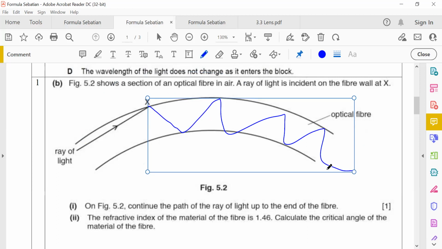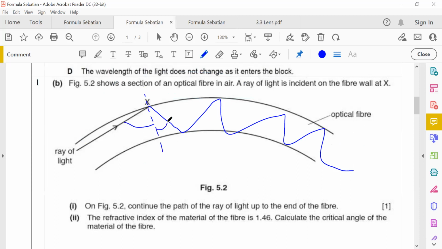Now, there are obviously two things wrong if you were to draw in a zigzag motion. Number one, the law of reflection is not observed, right? If this is the normal here, you can clearly see that the incident angle is much, much more than the reflected angle here. So this is definitely not acceptable. And the second thing is, in order for total internal reflection to occur, it must be beyond the critical angle. As you can see here, this angle here is super large. Let's just say the critical angle is 40 degrees.